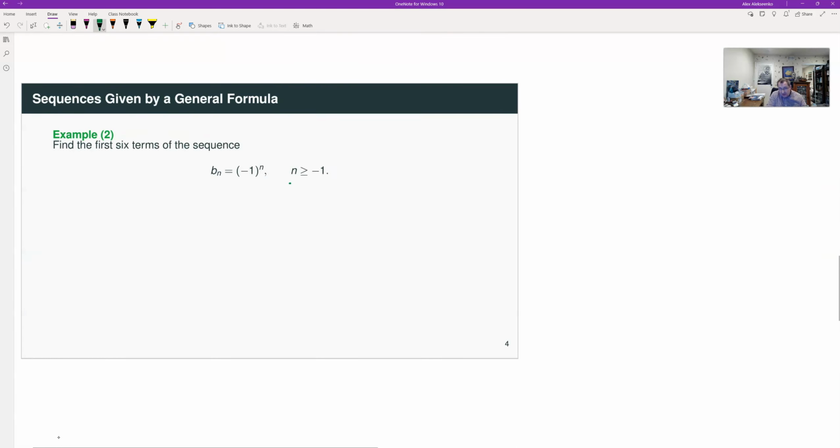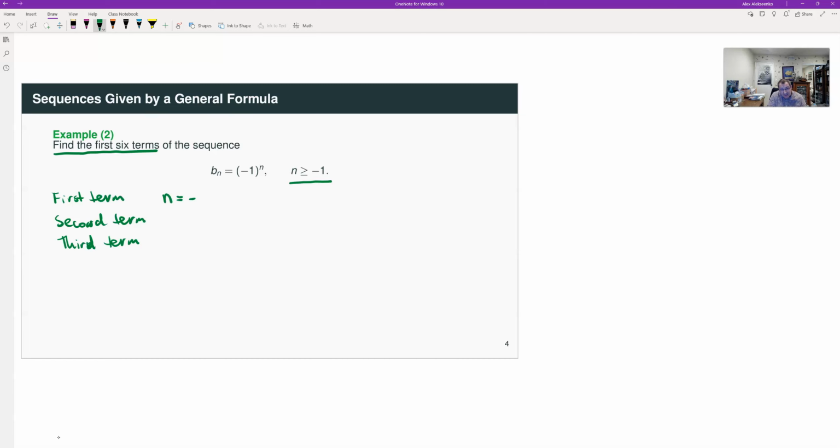So here, intentionally, I chose an example where the index starts not from 1, but from negative 1. How does that change the problem? Again, we need to find six terms. So here we go. First term, then second term, and then the third term, and so on. So the first term will correspond to the first value of the index.